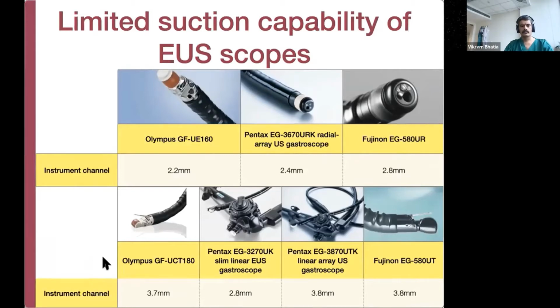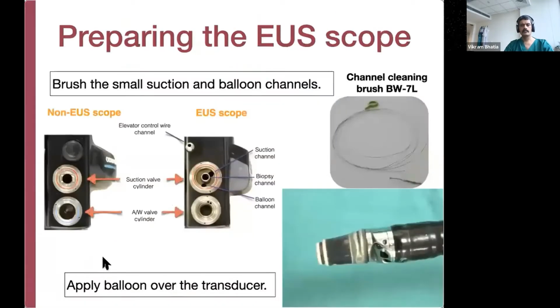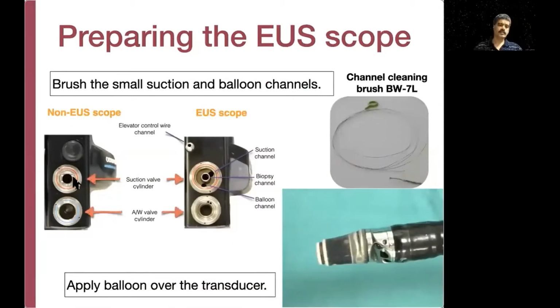We also want to prepare the EUS scope. Look at these two images where my cursor is. The suction valve cylinder of the non-EUS scope and the EUS scope show some differences. There are small suction channels and another small hole which leads to the balloon channel, which must be routinely washed with the channel cleaning brush. The debris must be adequately removed. And also the elevator control wire channel should always be cleaned in an EUS scope.